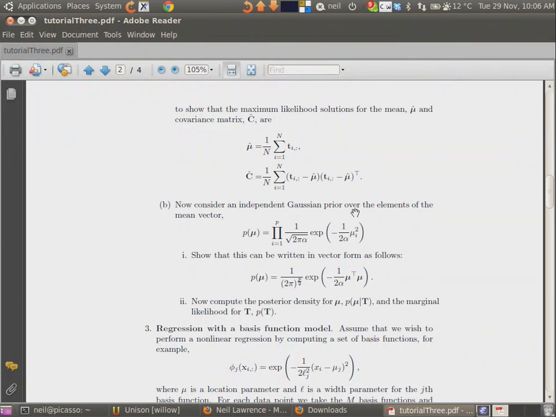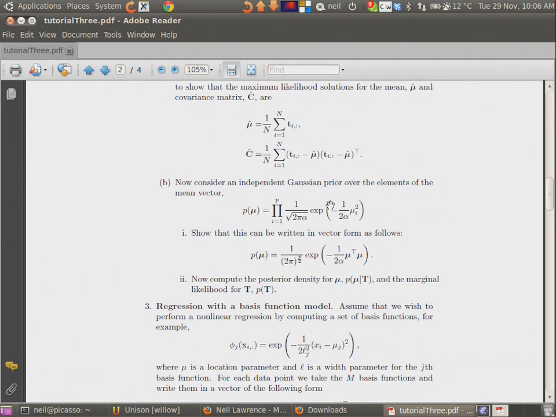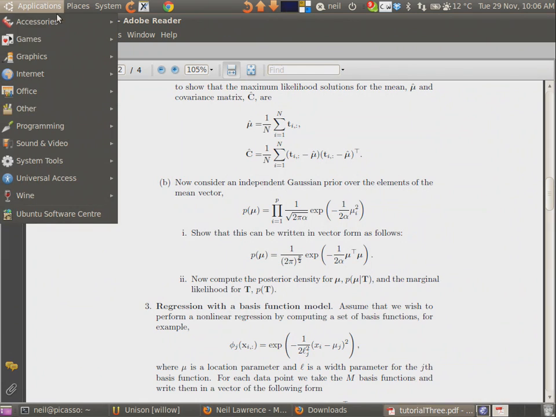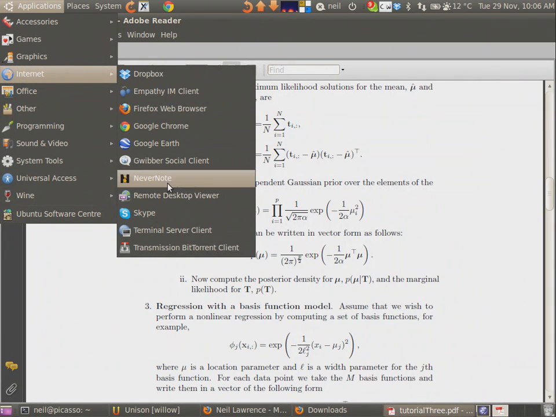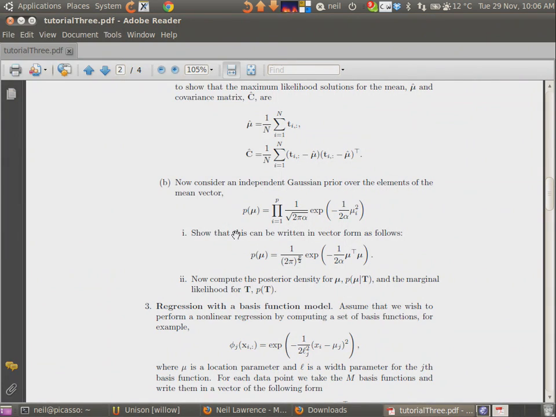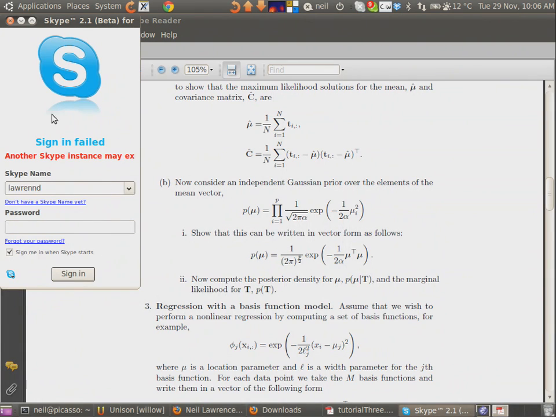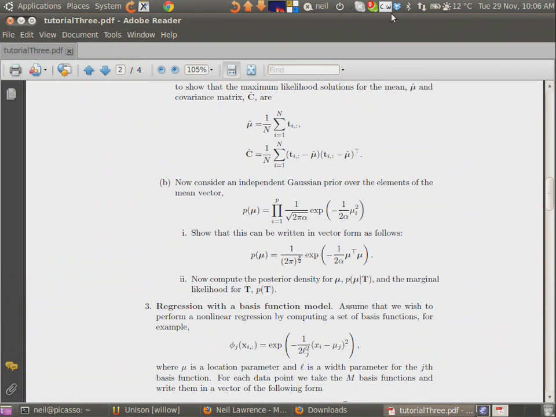Then do the same thing, but a Bayesian treatment of the mean, not the covariance, just the mean. Okay. So this activity here is just completing the square, collecting the terms in mu, looking for the posterior, and then doing the same thing for the marginal likelihood.